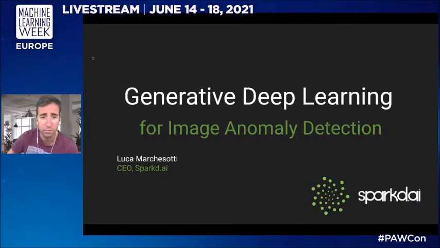Thanks for this opportunity. Just a couple of words about myself. I'm the founder of Spark.ai. We are a computer vision company based in Ireland. And today I'm going to talk to you about something I'm very excited about. It's called Generative Deep Learning for image anomaly detection.